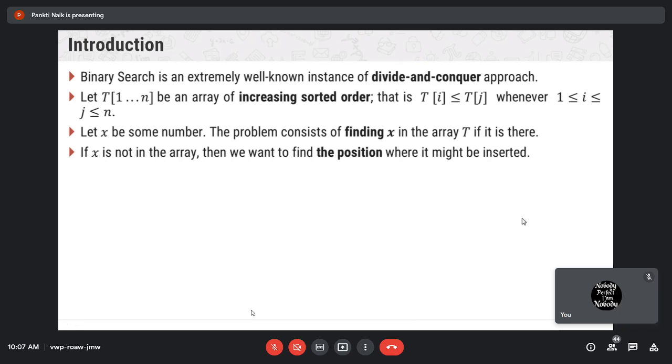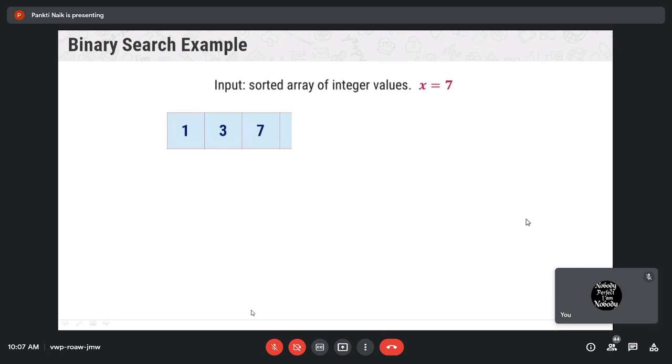So let us understand binary search with the use of an example. The input for binary search is one sorted array, and the value of X is equal to 7. It means the value of key is equal to 7. So the problem is we have to find 7 in this given sorted array.